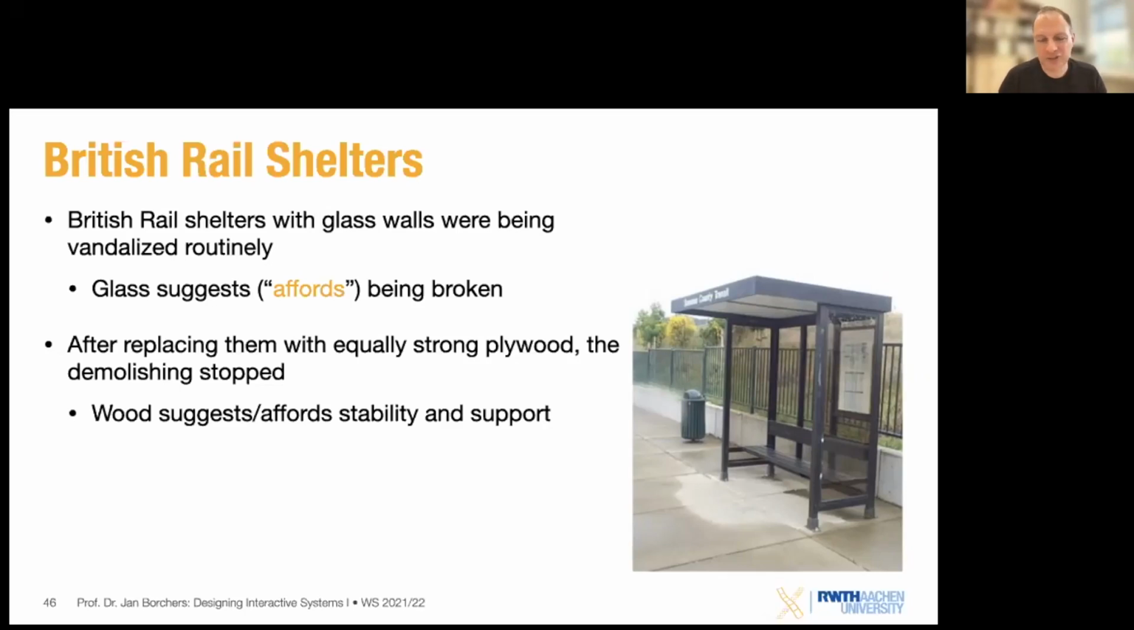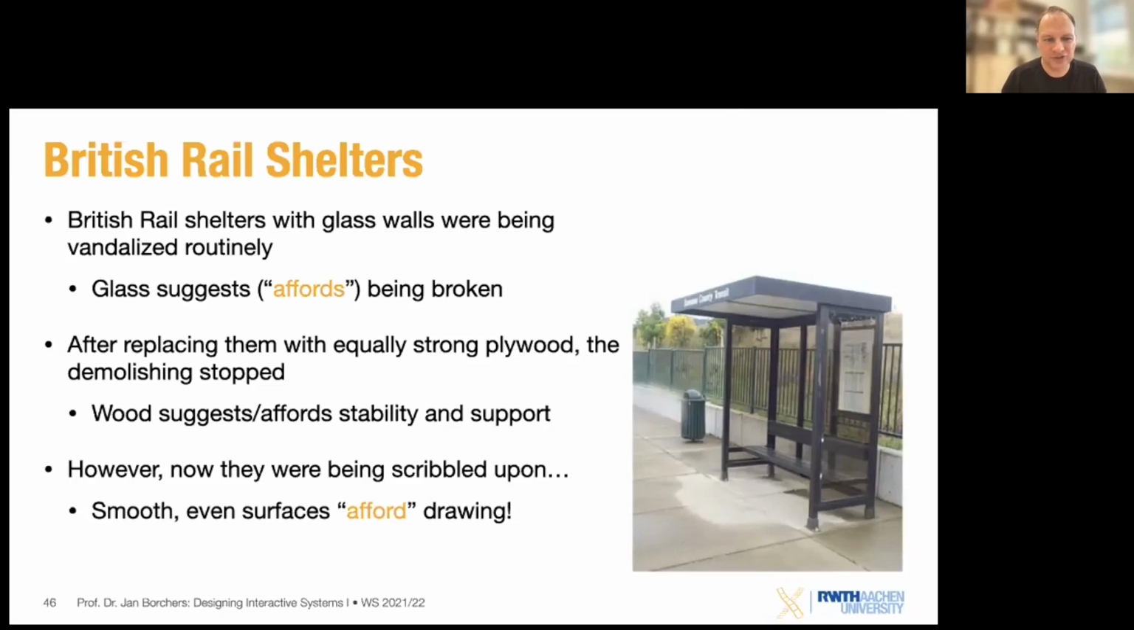However, then people started to scribble on them like crazy and put graffiti on it because those smooth surfaces were suggesting to write on them, right? So this was because the wood was suggesting it was looking more stable and robust and supporting. And so it was less inviting to be broken down.